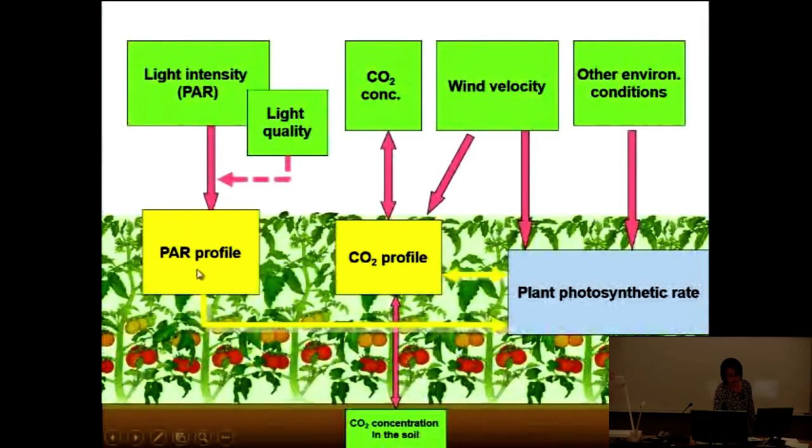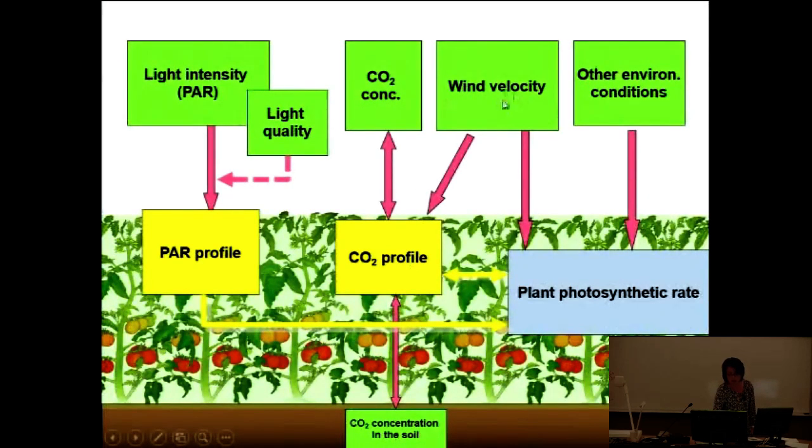And then PAR profile is determined by those two big parameters. And then that is affecting plant photosynthetic rate. And plant photosynthetic rate affects the CO2 profile, right? More CO2 absorbed by plants, then less CO2 available. And then CO2 is supplied by diffusion from the top of the canopy to inside the canopy, or maybe from the soil to the canopy, right? I'm assuming this is daytime, right?